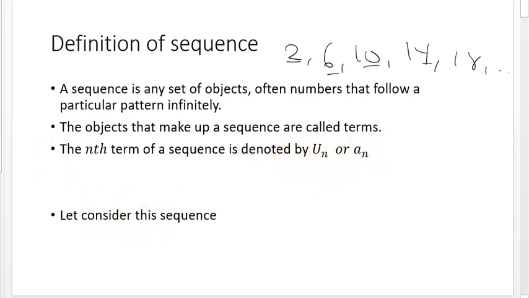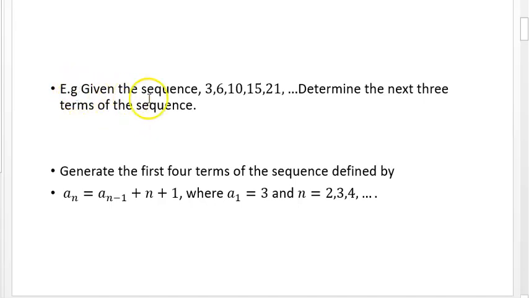Let's consider this sequence. Given the sequence 3, 6, 10, 15, 21, find the next 3 terms of the sequence. So we look at differences. We have 3, 6, 10, 15, 21. We have a term here, a term here, a term there.